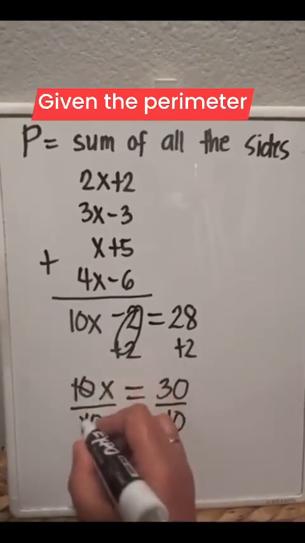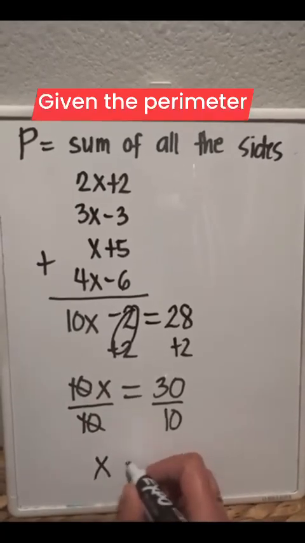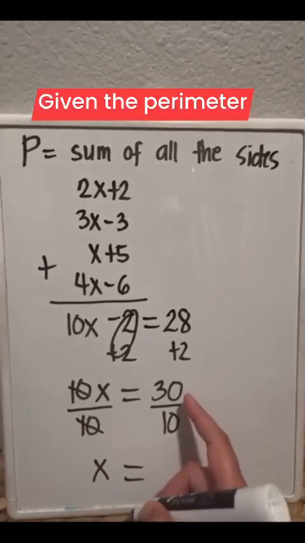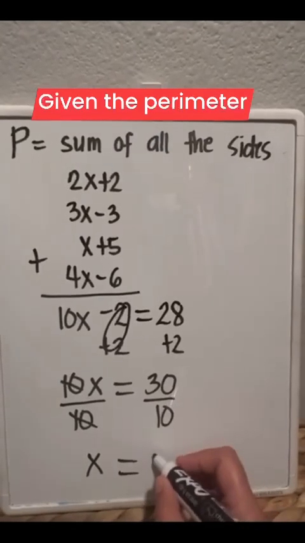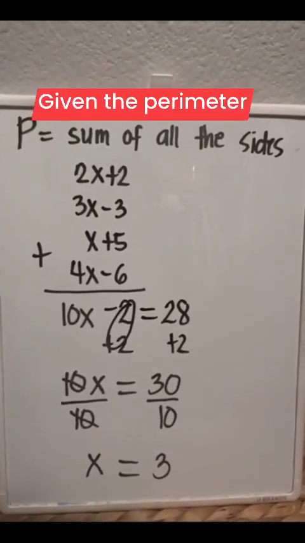So this is 10 divided by 10, that's 1. And 1 times x is x, equal to 30 divided by 10. And that is 3. So now let's check if our answer is correct.